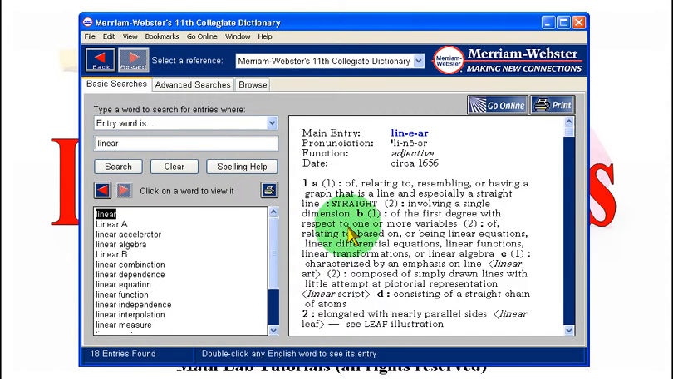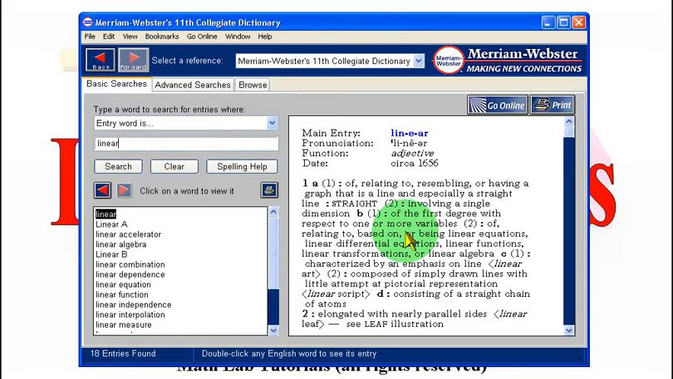And here's Webster's Dictionary in front of us. I went to the search bar, I typed in the word linear, and here's the output. It says of, relating to, resembling, or having a graph that is a line, and especially a straight line. Straight, involving a single dimension, that is one-dimensional, of the first degree with respect to one or more variables. In other words, only x to the power 1, or y to the power 1, or z to the power 1, etc. can appear.